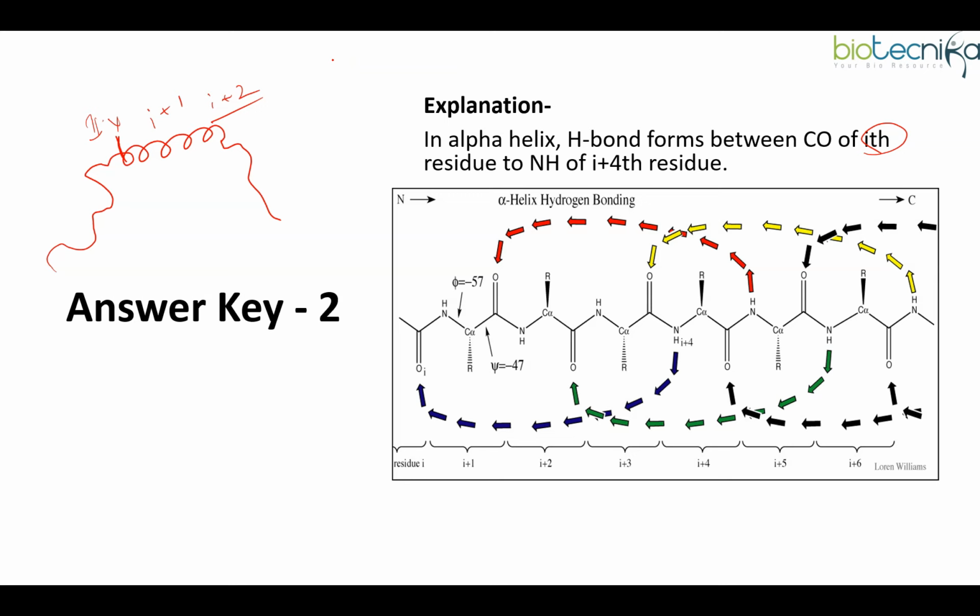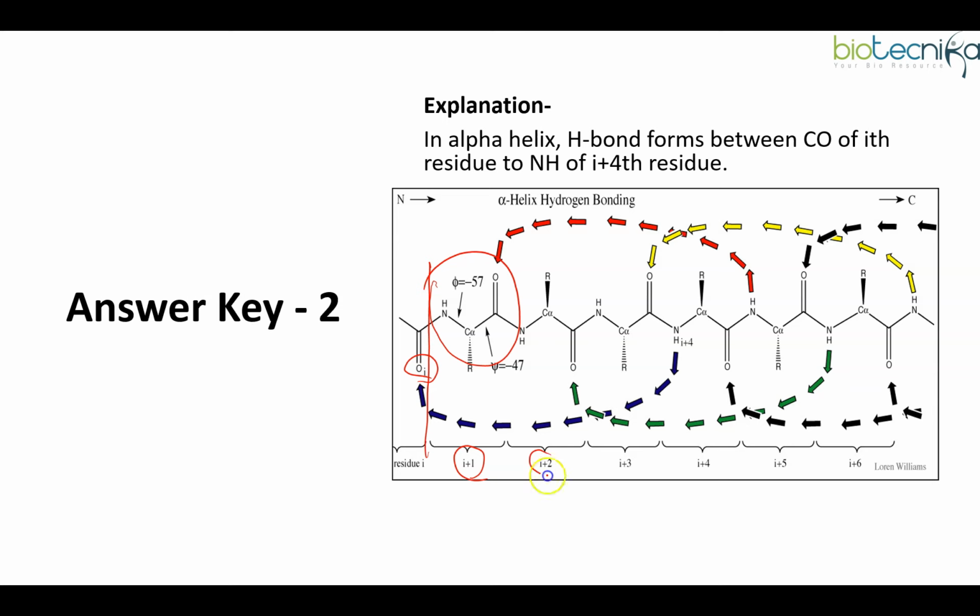This is how we will designate the amino acids in secondary structure. If you look at this structure, this is one amino acid as you can see. Okay, let's take this one. So this is the ith amino acid. This is the first residue. Then this is the second residue, which we are calling I plus 1. Then I plus 2, I plus 3, I plus 4, like that it is going.